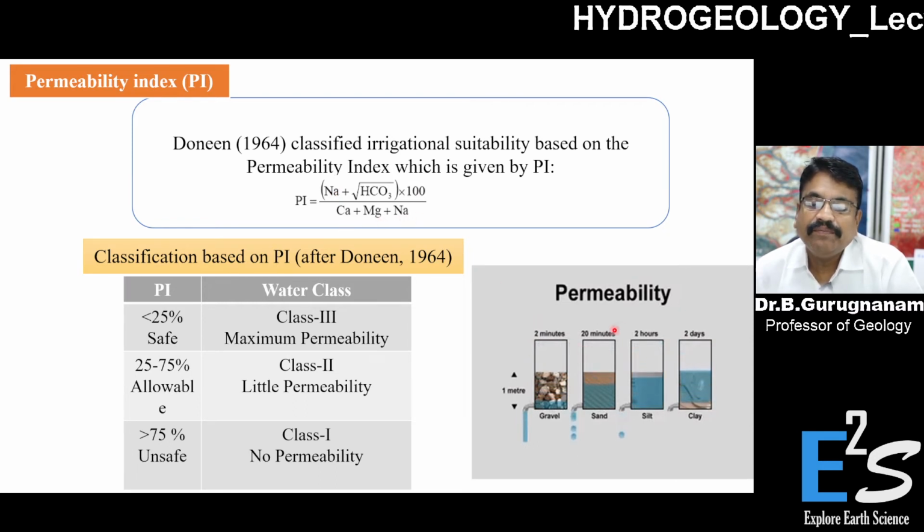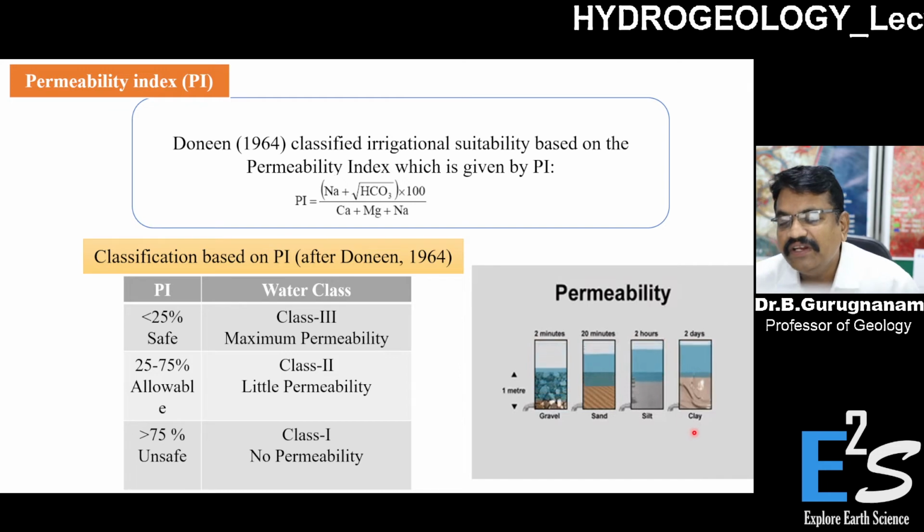You see, as the permeability index increases, what will happen to the different grades of soil. If it is gravel, it takes only 2 minutes. If it is sand, it takes 20 minutes to get your water. If it is silt, it takes a very long time. Look at this animation, how fast gravel is, and how the permeability is controlled. It takes 2 days for the water to penetrate down in a clay.